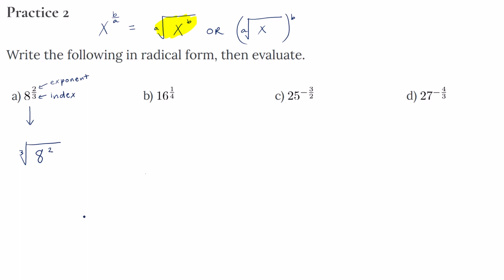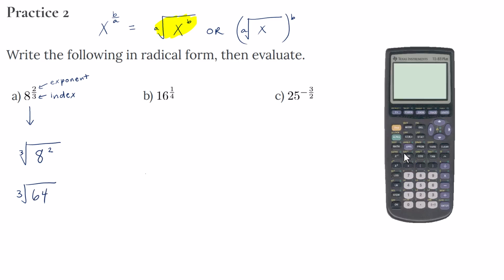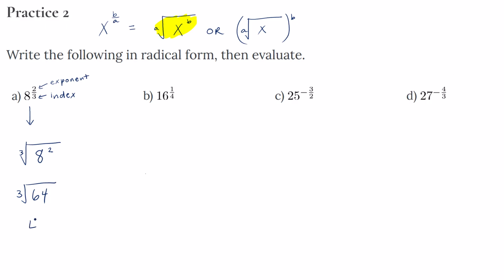Now we can go ahead and calculate this by simplifying 8 to the power of 2 is 64. A quick reminder of how to find a cube root in your calculator. You can go to math, then number 4, the cube root, 64 equals 4.